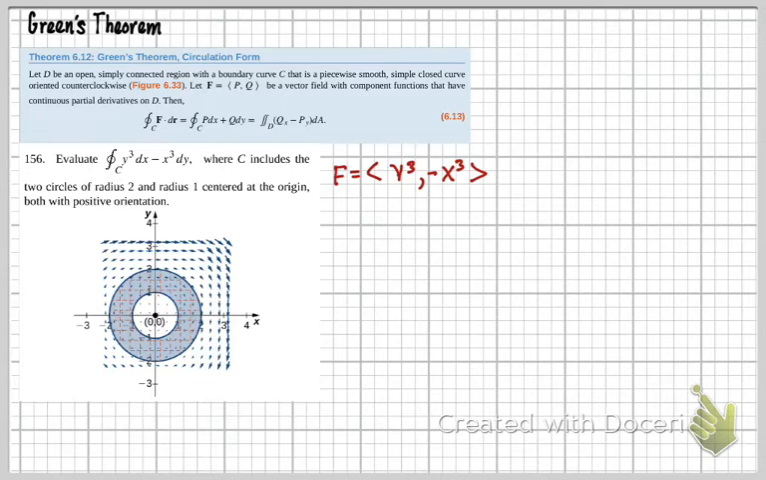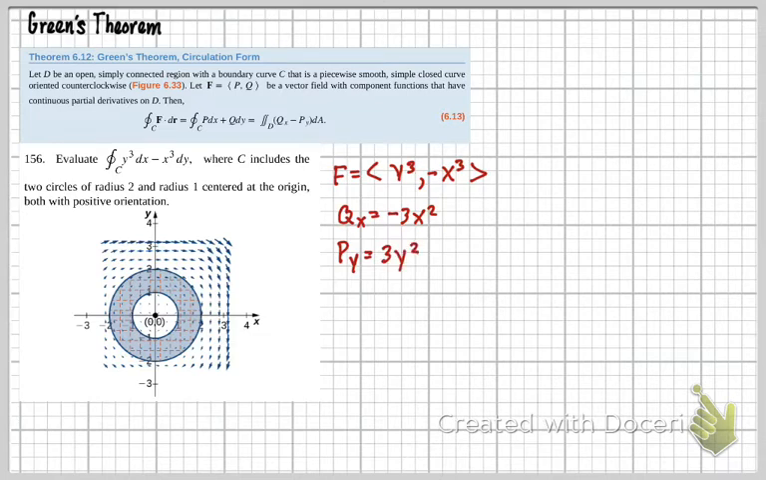Almost. So I have to find my Q_x. And that's my second one there. The partial derivative with respect to x is going to be negative 3x squared. And then I have my P_y here, and that's the partial of P with respect to y, so that's going to be 3y squared.